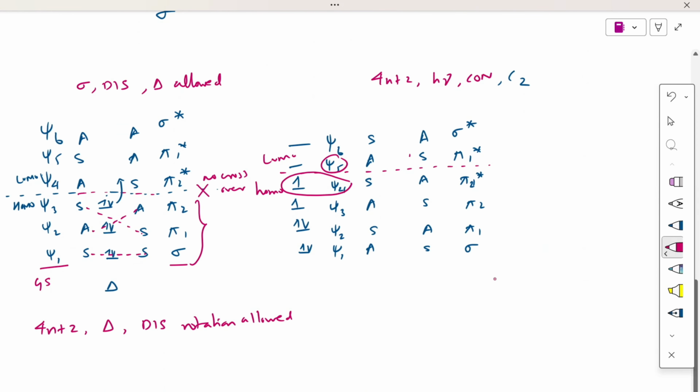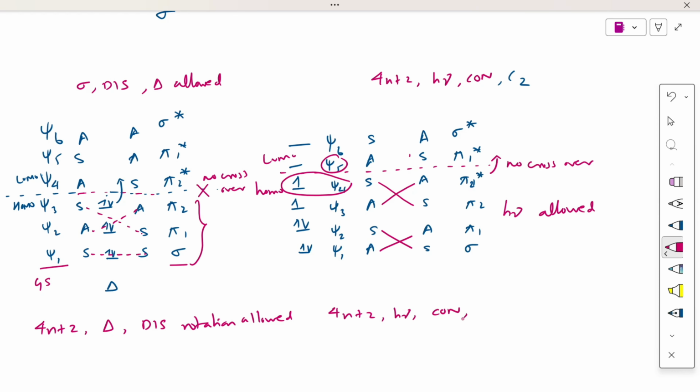But I will show you with this also. So here these two correlate, these two correlate. So in photochemical condition there is no HOMO-LUMO crossover. So what we will say is, it is photochemically allowed. So what we have arrived at: for a 4n+2 system in photochemical condition, conrotation is allowed.